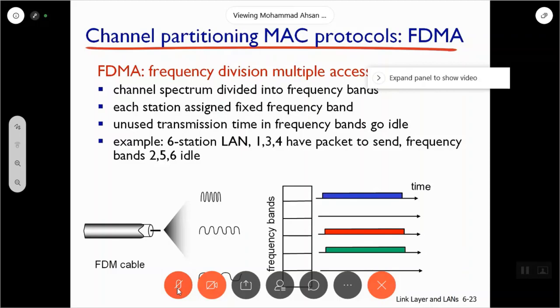So in other words, we can say FDMA would allow multiple users using FDM. So FDM is used to achieve the goal. Now let us understand what basically FDM and TDM is.